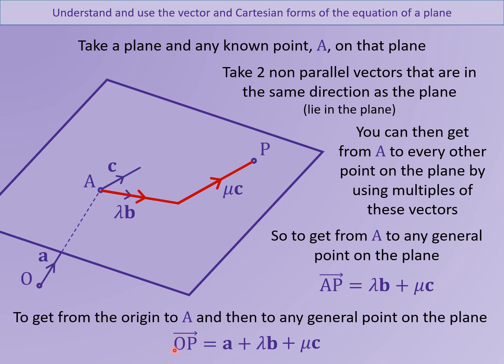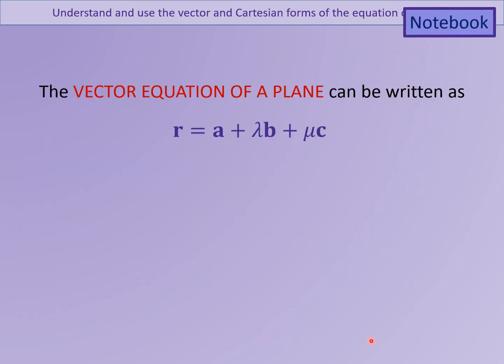R represents any point on the plane, x, y, z. So I can rewrite this as a vector equation of a plane. A vector equation of a plane in your notebooks then, please, is an equation that looks like this. To get to any general point on the plane, I go onto the plane to start with, plus a certain amount of the vector B, which is a direction on the plane, plus a certain amount of C, which is another direction vector that lies on the plane, but it's not parallel to B. B and C must be two non-parallel vectors that lie on the plane.